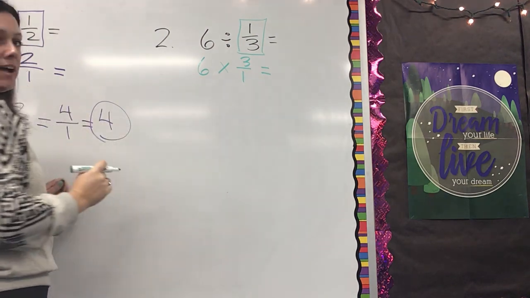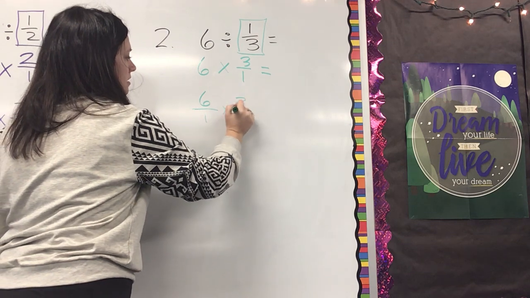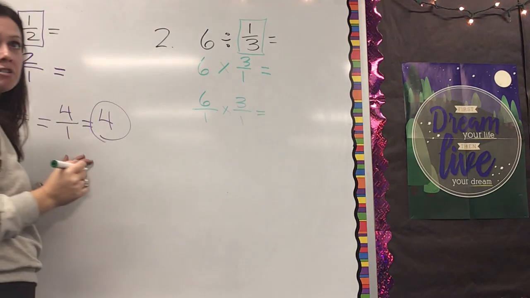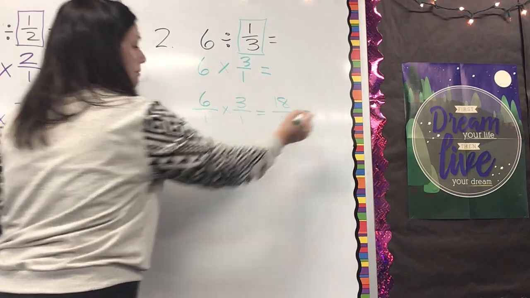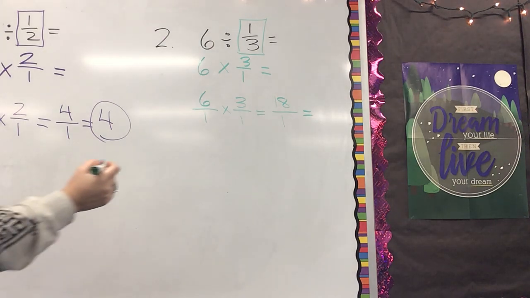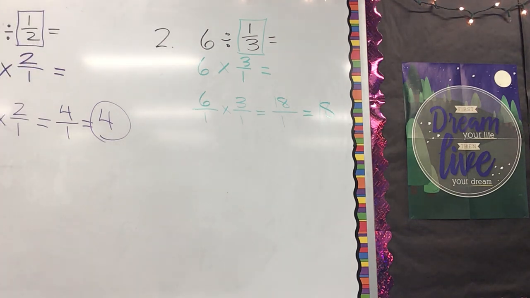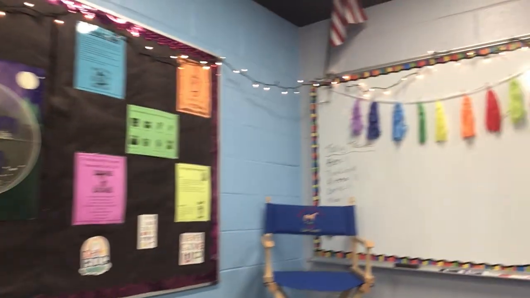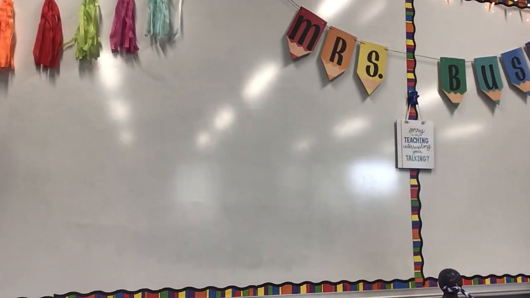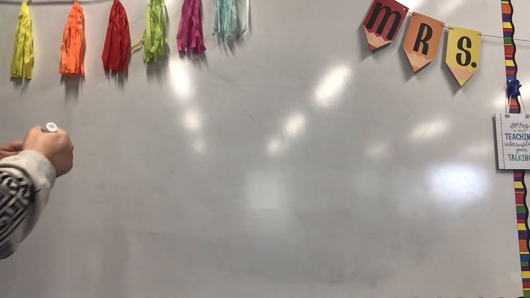How do I make that whole number a fraction? Put it over 1. And now I can multiply across. What's 6 times 3? 18. 1 times 1? And when I simplify, 18 divided by 1 is? 18. Done. Let's find another one. It's easier than you thought? Yeah. Multiplying and dividing fractions is definitely more simple than adding and subtracting.